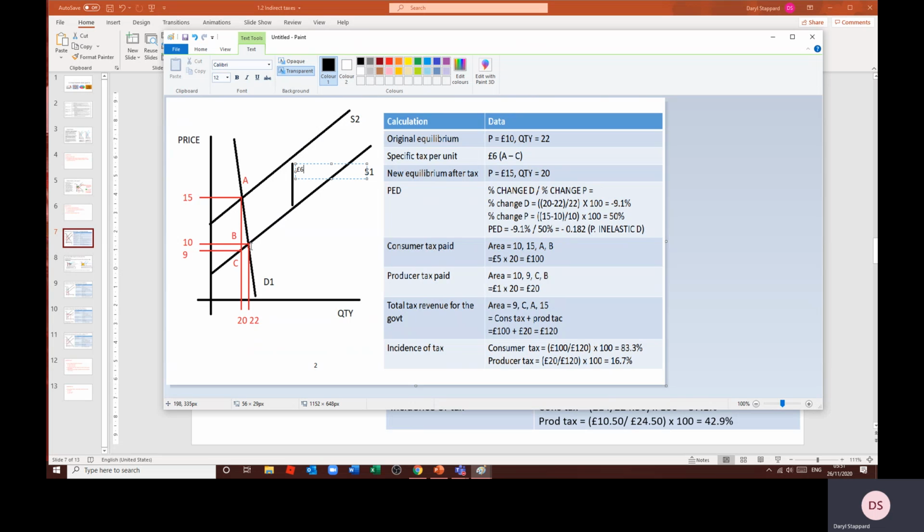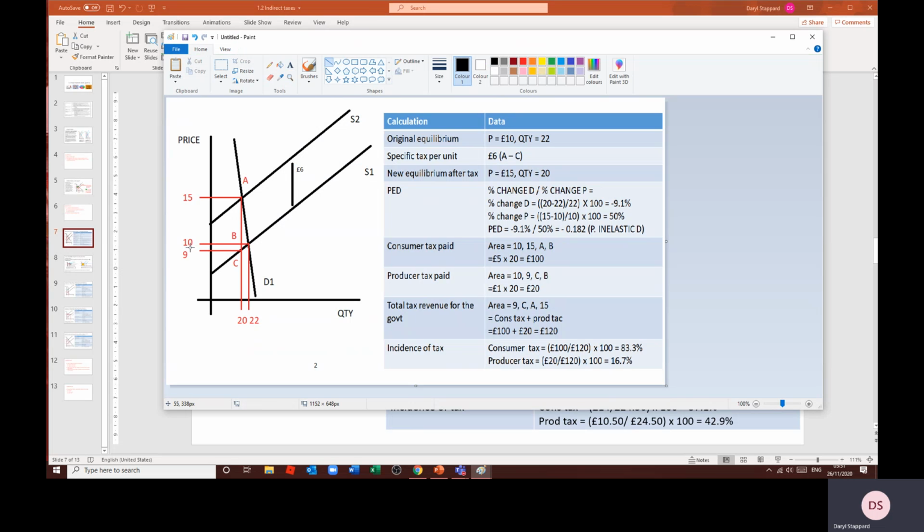Now you can see that by looking at the diagram. Look at that, 9 up to 15. It's a £6 tax per unit. So what this will do is shift the supply curve due to that increase in cost of production. Now look what this then does. The original selling price in this marketplace was £10. And when the selling price was £10, the market was 22 in size. So 22 units of output were bought and sold in this marketplace.